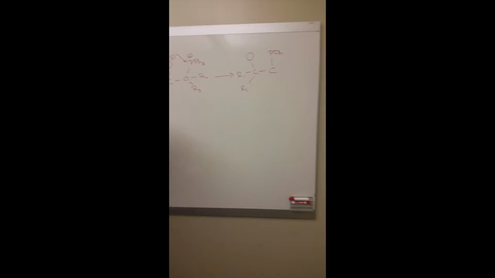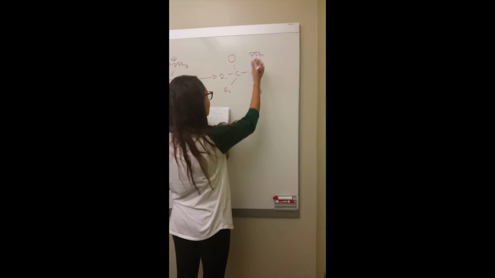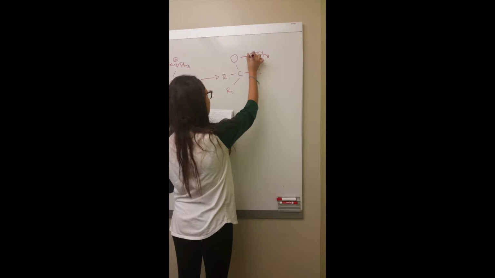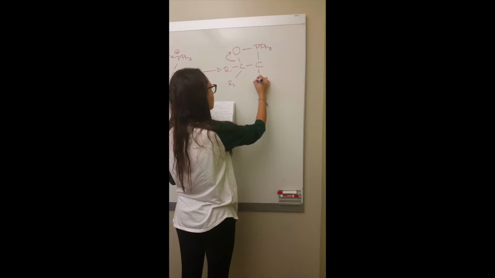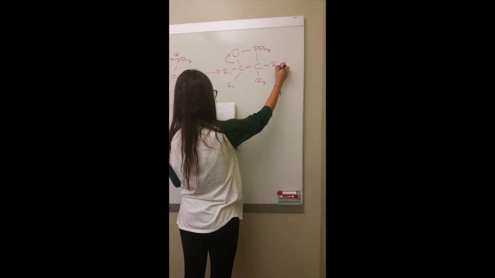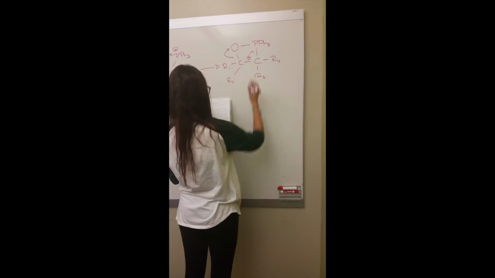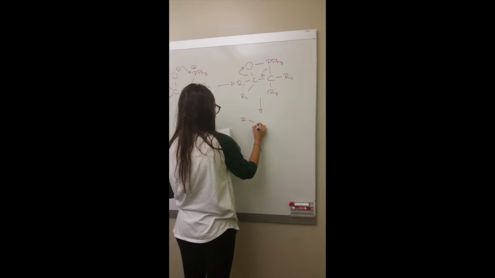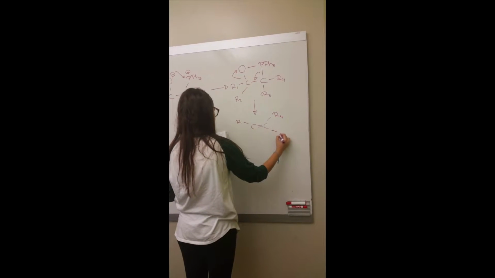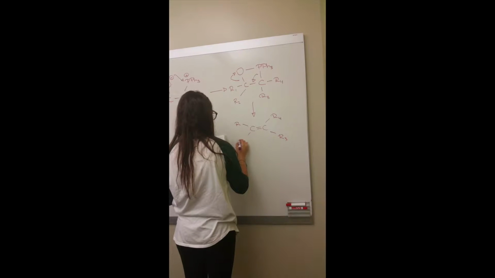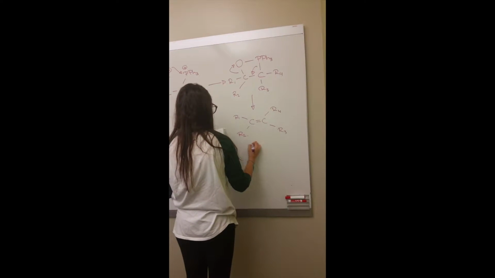So in the cyclic intermediate, the oxygen is going to have a bond between the oxygen and the phosphorus, and then the bond between the carbon and oxygen is going to shift the electrons to the oxygen, and the bond between the carbon and the phosphorus is going to shift the electrons to the carbon-carbon bond, and that is going to form the alkene, which is the main point of the Wittig reaction. And now you have a pi bond and a sigma bond.